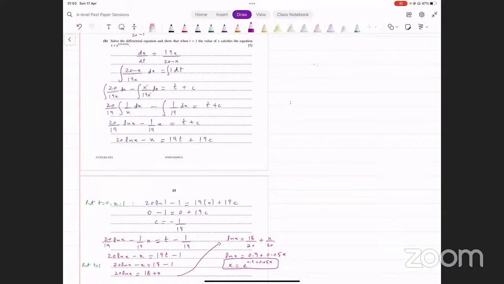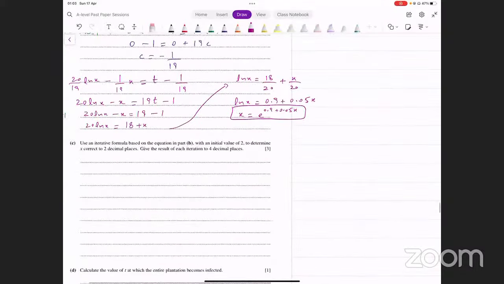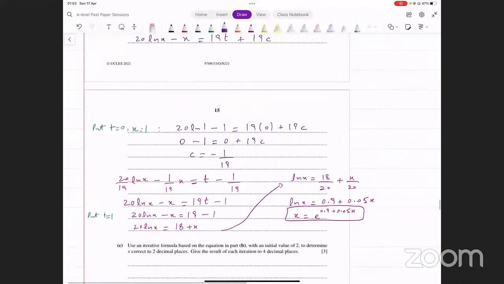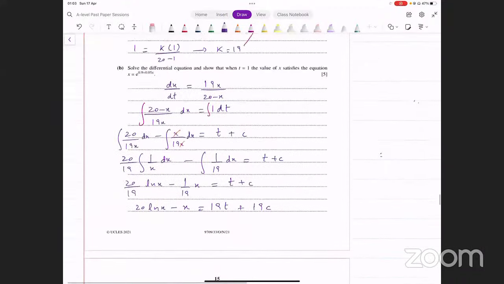इसका एक part रहता है, in fact. अच्छा, next part is use an iterative formula based on the equation in part B. I'm not going to do this. I'll just tell you the iterative formula. हम आप कर लेंगे उसके बाद. What's the iterative formula based on the equation in part B?